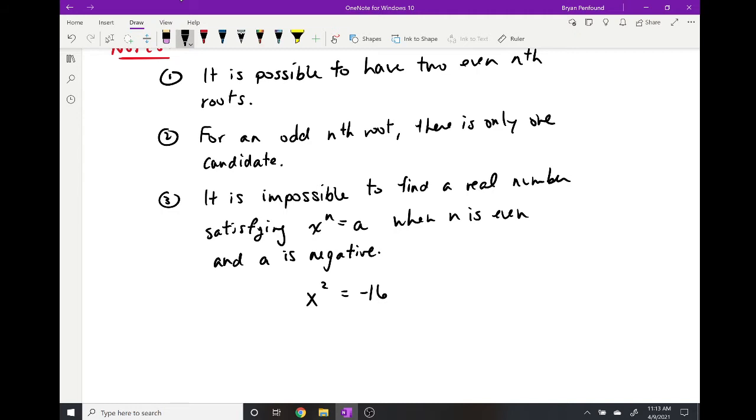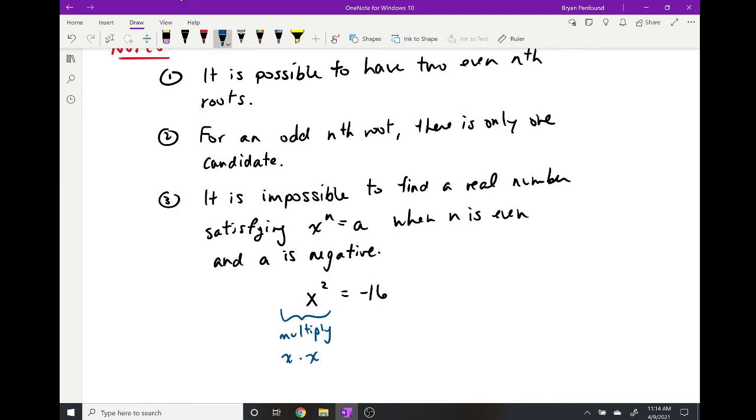Now, it's impossible really to solve this kind of problem because whenever we multiply two numbers together like this, either it's going to be a positive times a positive. Remember that we have to multiply the number by itself. So I have to choose a singular number. I can't mix and match signs or anything like that. So I'm basically just multiplying that number by itself.